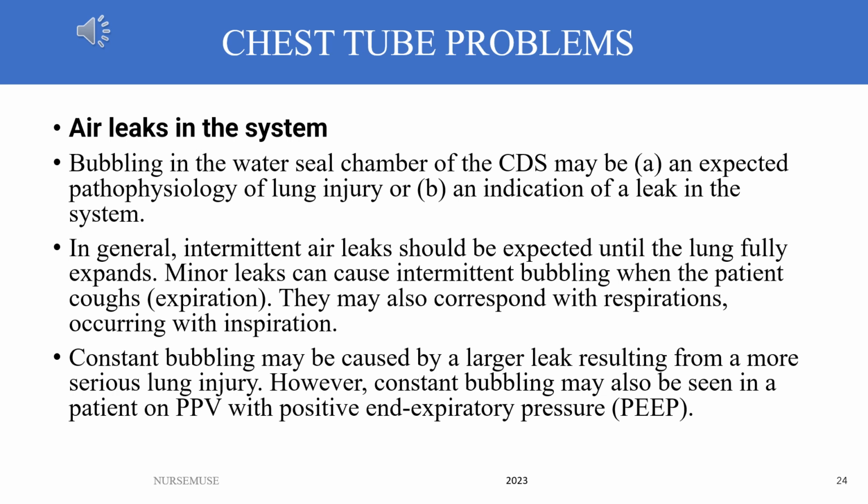But constant bubbling may be caused by a larger leak resulting from a more serious lung injury. However, constant bubbling may also be seen in a patient on PPV with positive end expiratory pressure. So again, with patients on mechanical ventilation, we need to assess their settings, assess our patients frequently, and look back at the nursing notes to see: has this bubbling been going on? Is this a new finding? Is it intermittent bubbling? Is it constant bubbling? These are things you need to be worried about when assessing chest tube patients.